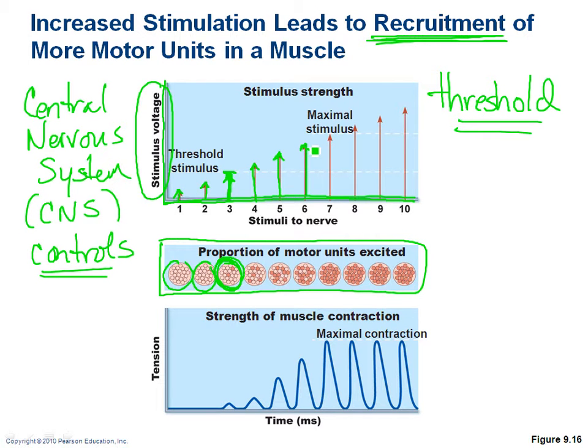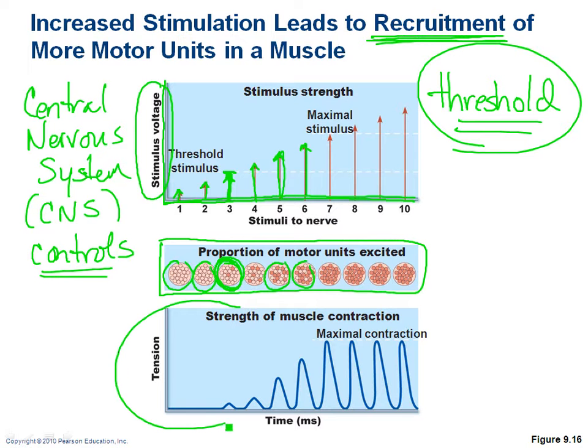Some of these motor units require more stimulation to reach this threshold value. More and more stimulation. Look down here. As you progress through here, more and more motor units get contracted. And if you look down here, this is our little twitch diagram again. You see the more motor units that get recruited, the more force of contraction will take place within that particular skeletal muscle.